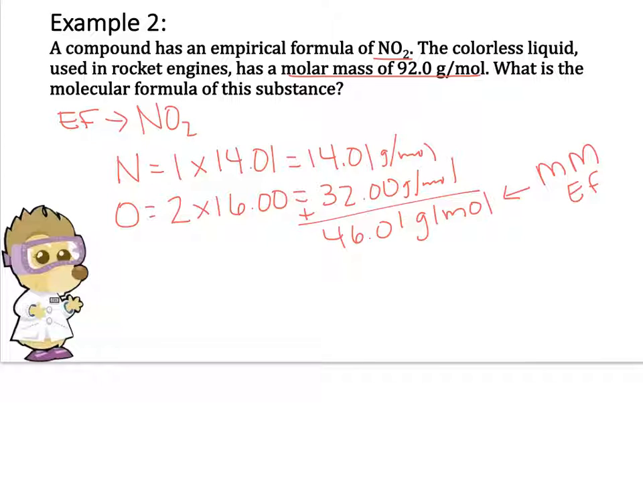All right, next step is to divide the molecular formula's molar mass by the one we just calculated. So here is our molar mass of the molecular formula. So we're going to take 92.0 grams per mole, and we're going to divide that by the one we just calculated.